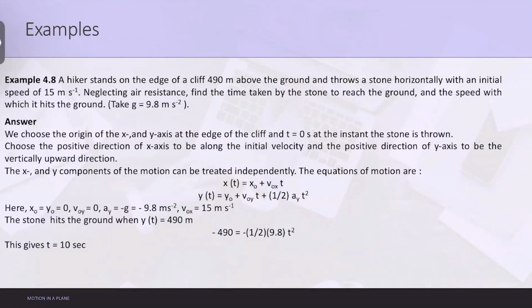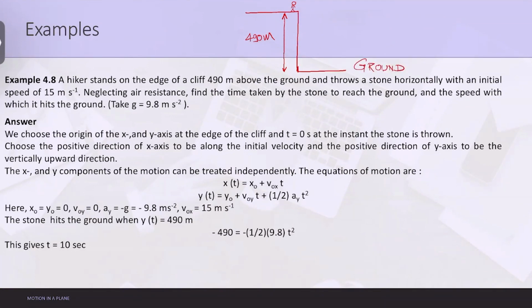Another example now. A hiker stands on the edge of a cliff. What is a cliff basically? This is an example of a cliff. So a hiker is standing here, on the edge of the cliff, which is 490 meters above the ground. So this is basically 490 meters above the ground, and let us suppose this is the ground.